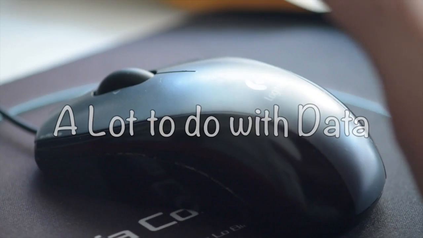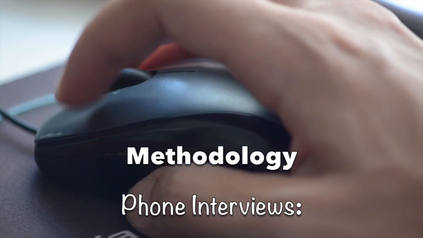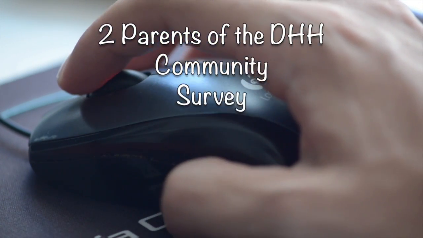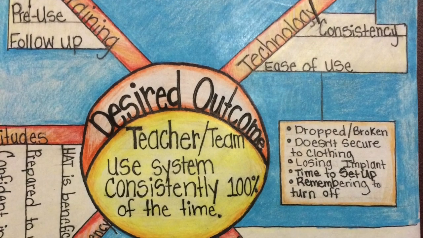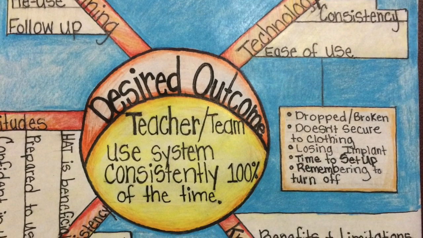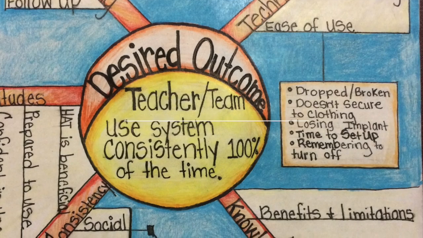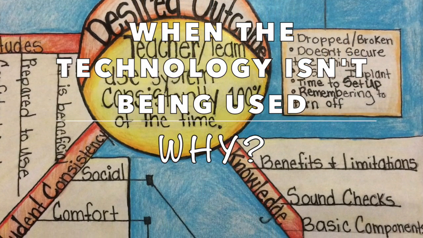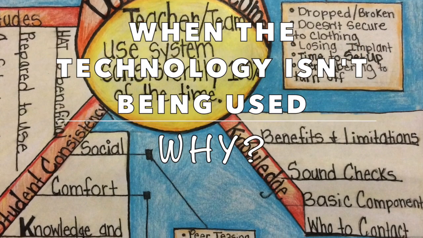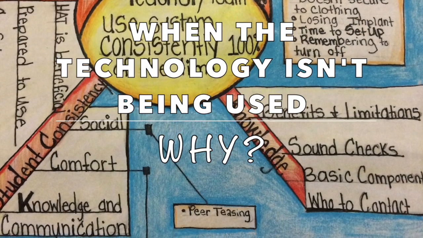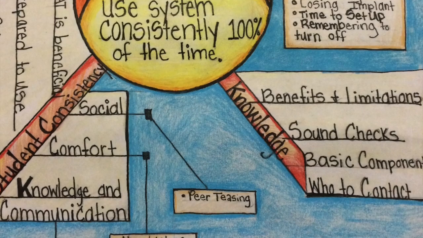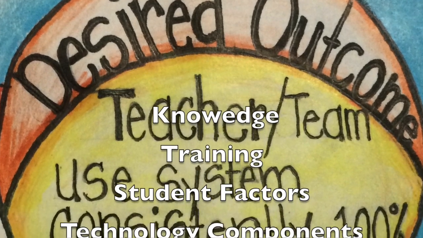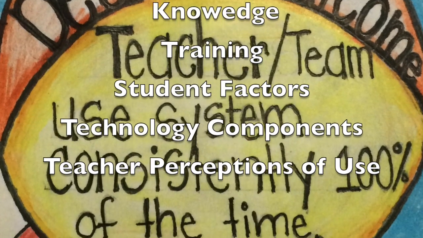A survey reflected 6 key areas of the study. These categories reflect concerns and indicators gathered from preliminary investigative emails, interviews, and observation. I wanted to know how FM users viewed consistency in use. After preliminary investigation, I based my research questions and survey questions on identified needs and issues. These indicators fell into 5 categories: knowledge, training, student factors, technology components, and teacher attitudes.